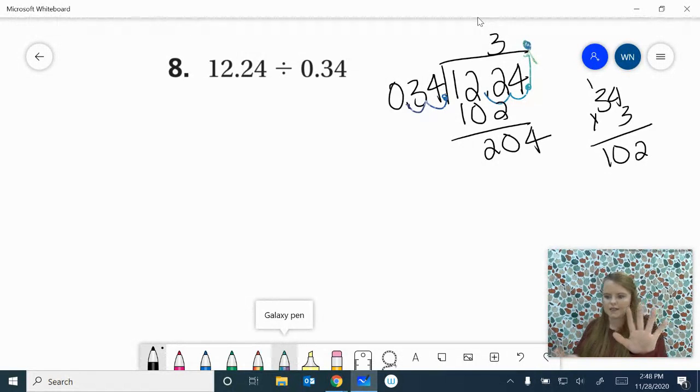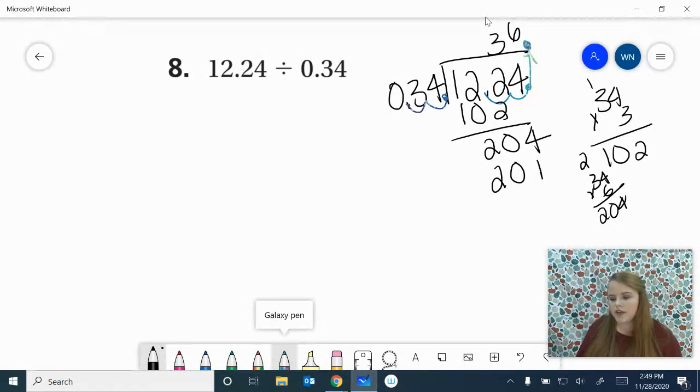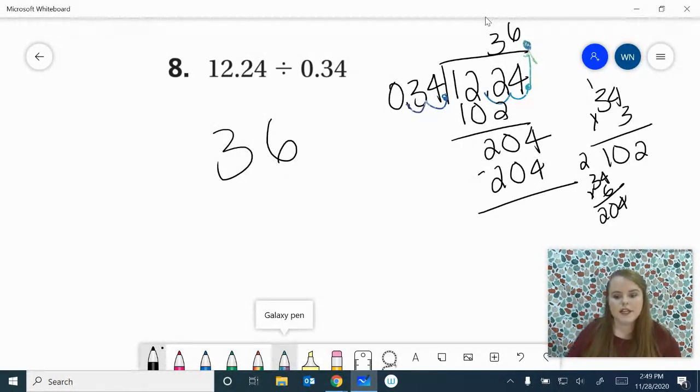So let's try 6 because I think the 7 is going to be too much. So 34 times 6. 6 times 4 is 24. 6 times 3 is 18, 19, 20, 204. So our 6 goes there, 204. Your answer was 36. Let's move on to number 9.